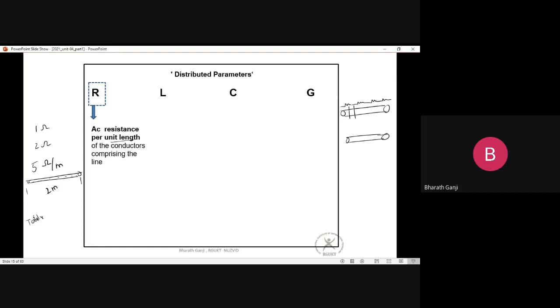What do you get? Yes, it is 10, right? So it is 10 ohms because per unit length it is 5 ohm per meter. So it is a total length of 2 meters, so you basically get 10 ohms, right?